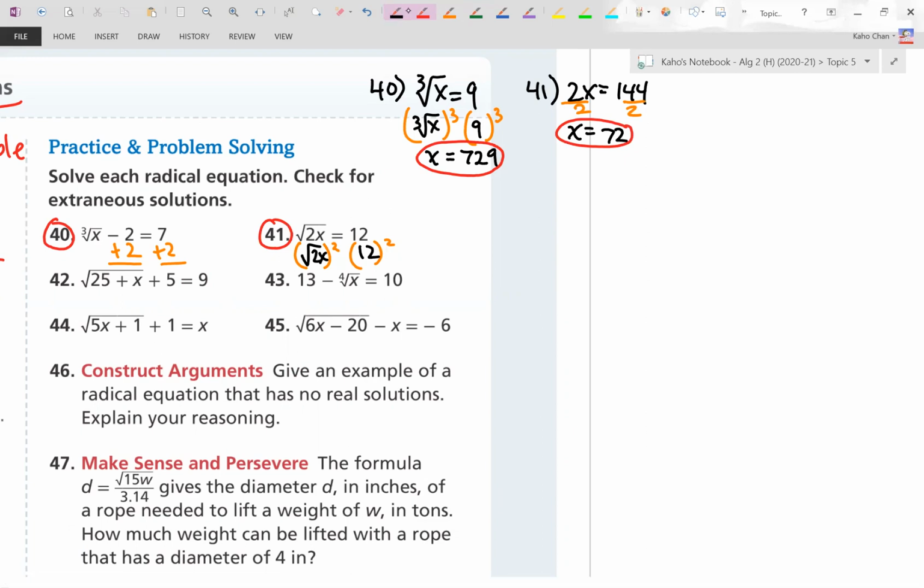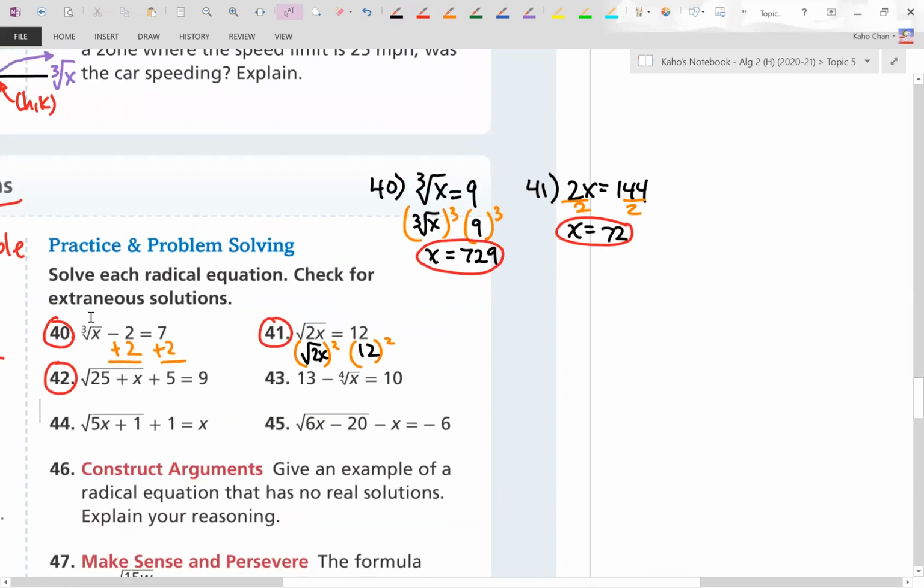How about 42? Let's crank that out. I feel I'm going to run out of room here soon. 42, let's put it all over here. I'm going to go ahead and subtract 5 to both sides to save some room there. That gives me square root of 25 plus x equals 4. Square both sides. Nice. That leaves me with 25 plus x equals 4 squared, which is 16. Oh, yay. Subtract 25 to both sides. Not too bad. These are actually a lot easier than the actual lesson that we learned a while back.